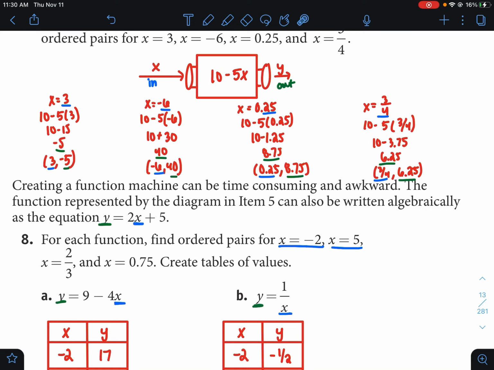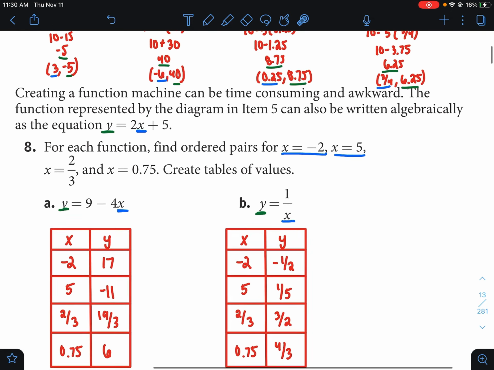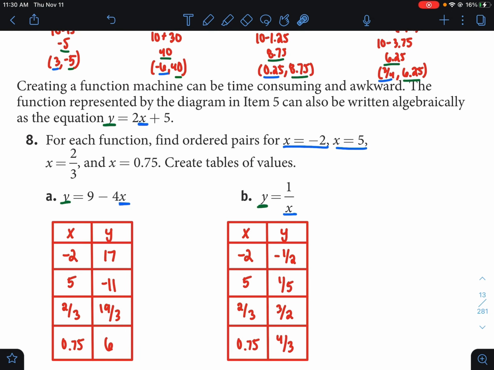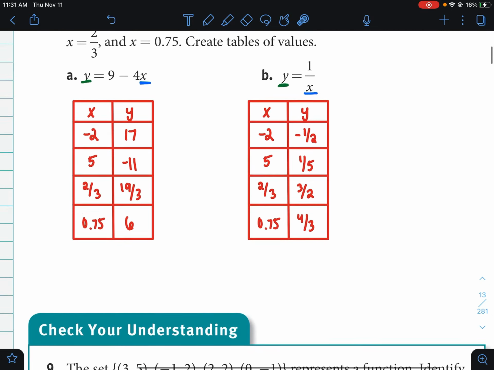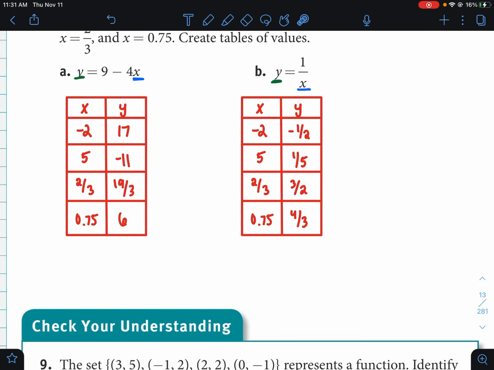Now you were asked to create a table. When x is equal to negative 2, y is equal to something. When x is equal to 5, what's your y, what's your output? Again, 2/3, 0.75. You should get out these values. Again, I suggest that you definitely try these, at least see if they make sense to you. Okay, so then, moving on to our last thing here.